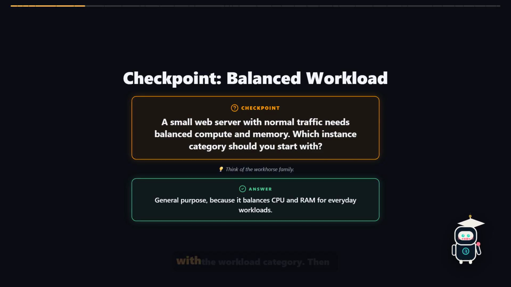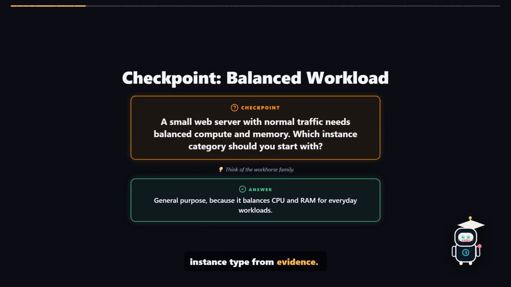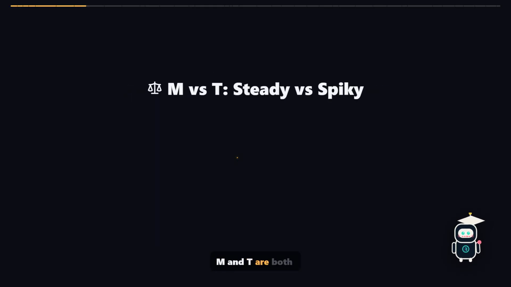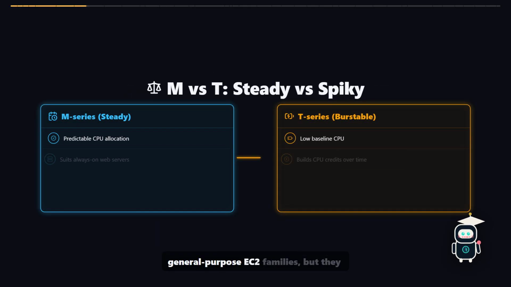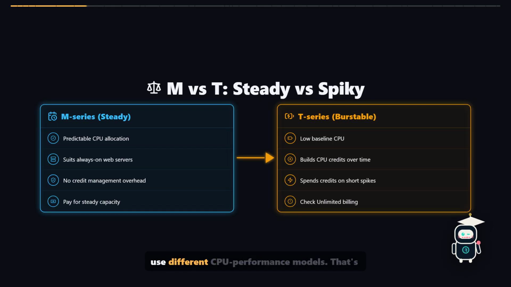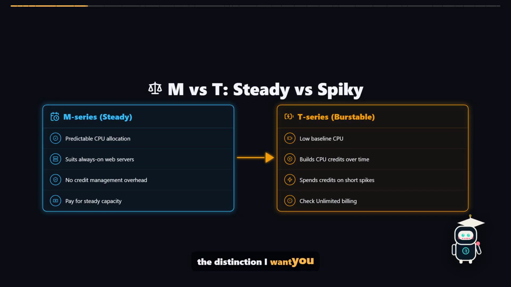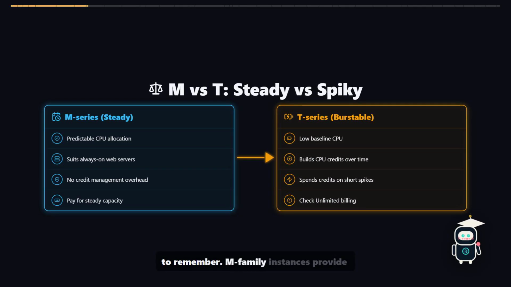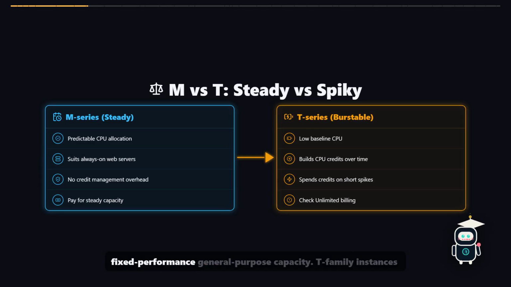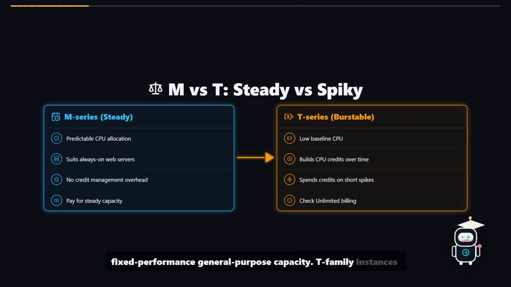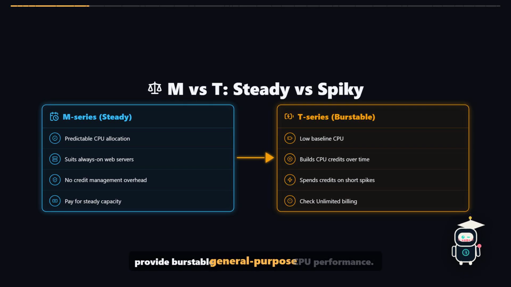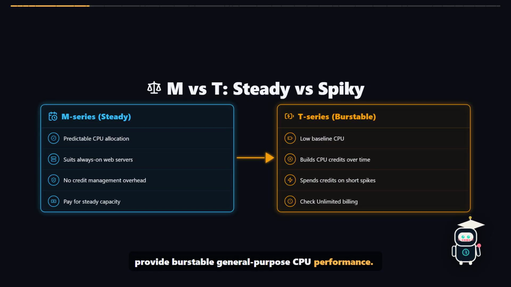Remember, start with a workload category. Then choose the specific family and instance type from evidence. M and T are both general-purpose EC2 families, but they use different CPU performance models. That's the distinction I want you to remember. M family instances provide fixed performance general-purpose capacity. T family instances provide burstable general-purpose CPU performance.